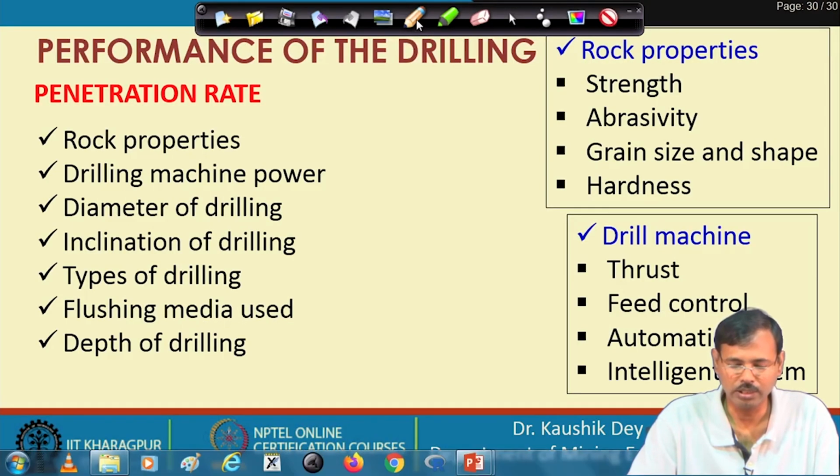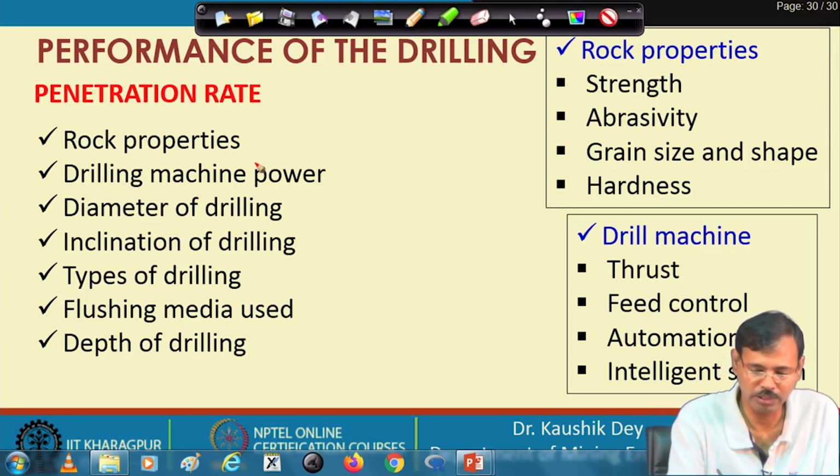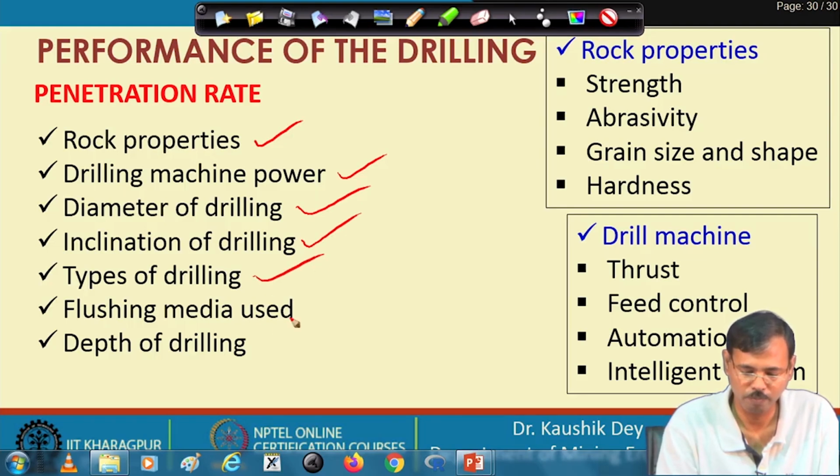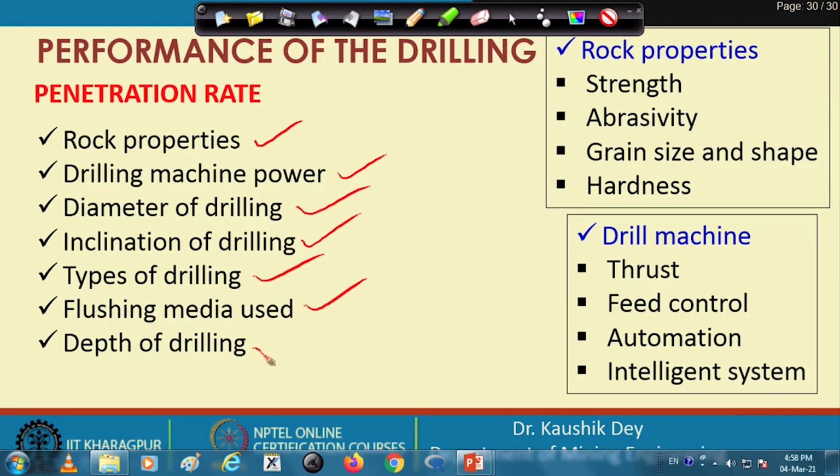So, you can understand the penetration rate is governed by the rock properties, the drill machine power, the diameter of the drilling, the inclination of the drilling, types of drilling, flushing media used, and depth of drilling. If you are considering the rock properties, the key rock properties which influence the penetration rate are strength, abrasivity, grain size and shape, and hardness.